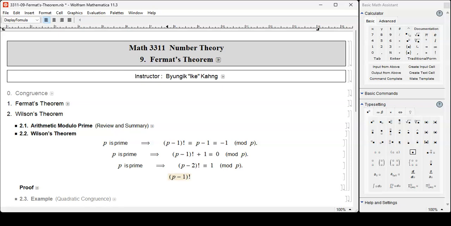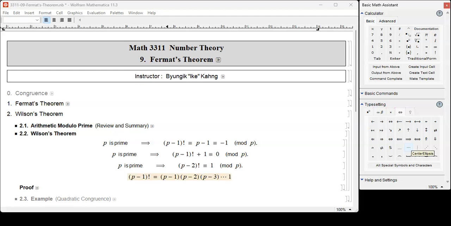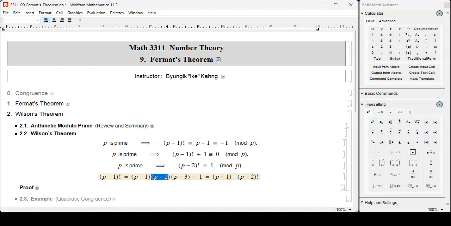(p minus 1) factorial is, by definition, (p minus 1)(p minus 2)(p minus 3), and so on and so forth, all the way up to 1. So we can rewrite it as (p minus 1) times (p minus 2) factorial. Do you see that? (p minus 2)(p minus 3)(p minus 4), all the way up to 1. That's the same as (p minus 2) factorial. So we can rewrite like this in general. And this is not congruence, this is equality.